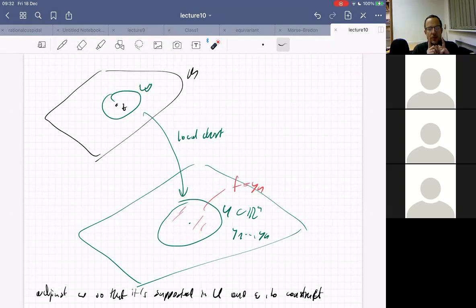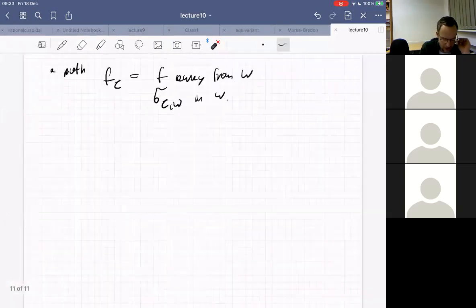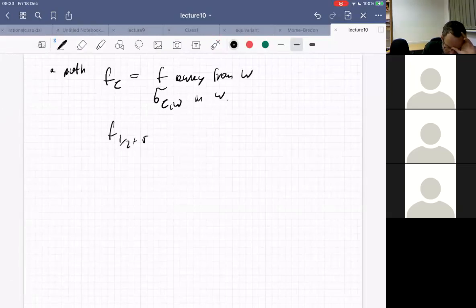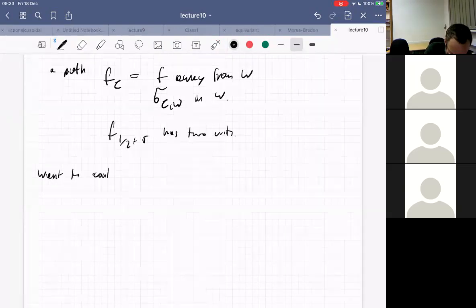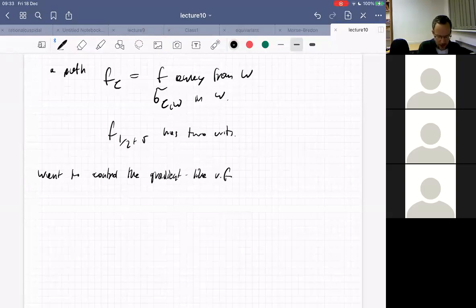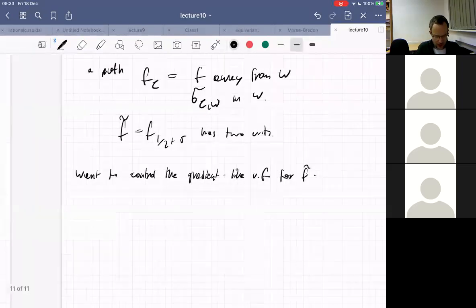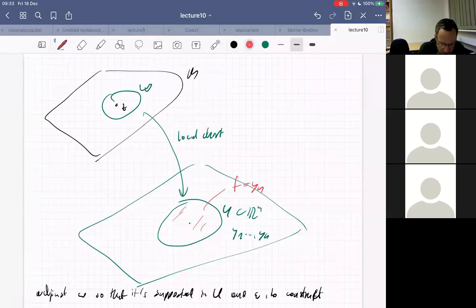Okay, so there is one thing I want to control. My function f at 1/2 plus some delta has two creeds. I still want to control the gradient-like vector field for, let me call it, F tilde. So what do we do? We just take a slightly larger or slightly smaller neighborhood, that is basically a matter of taste.